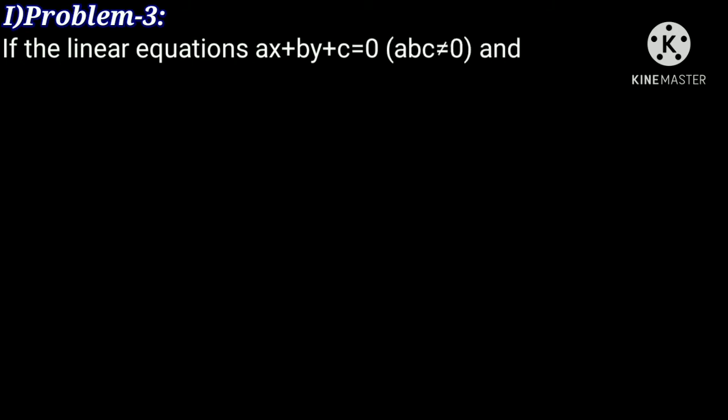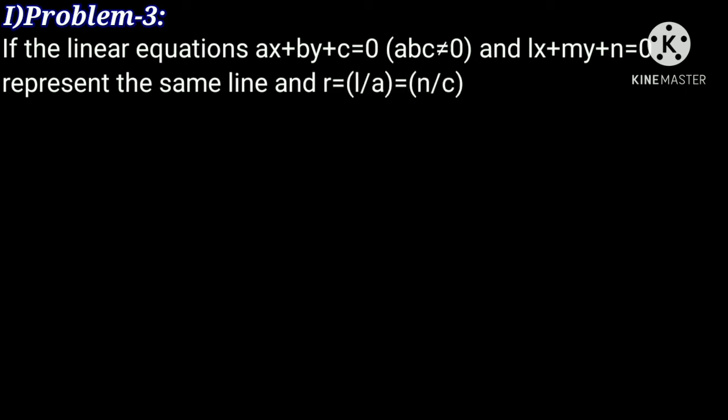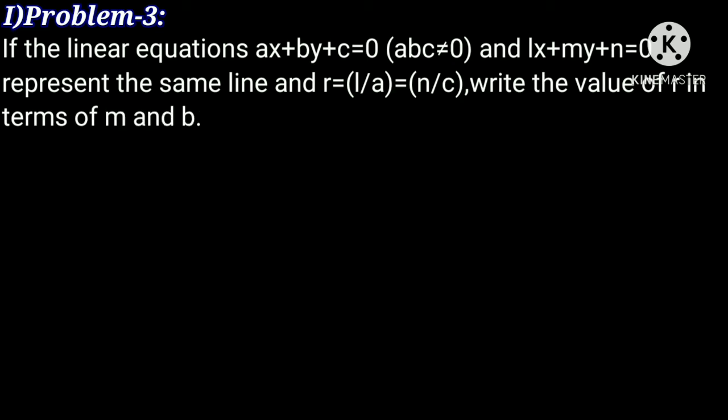Section 1, problem number 3. If the linear equations ax plus by plus c equal to 0, abc not equal to 0, and lx plus my plus n equal to 0 represent the same line and small r equal to l by a equal to n by c, write the value of r in terms of m and b. This is our given problem. In this problem, we are given two lines representing the same line. Then find the value of small r in terms of m and b. Now we will solve the problem.